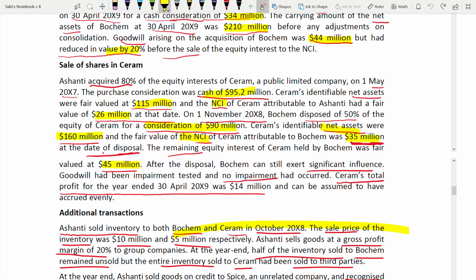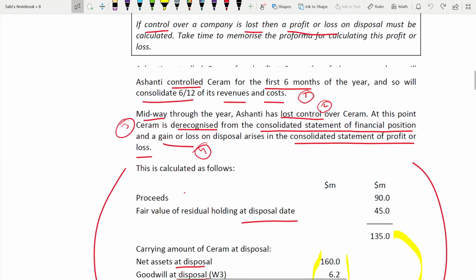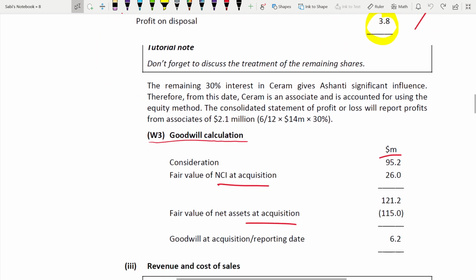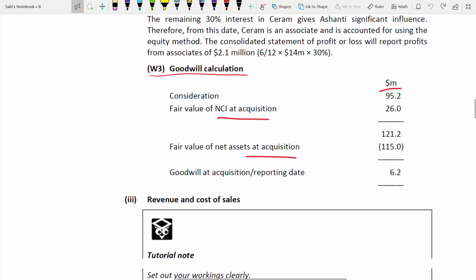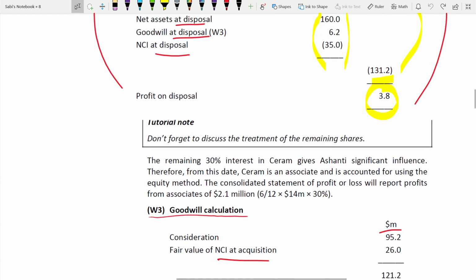Okay, so 115, and then we get the goodwill, which is 6.2. Now we are done with that also. Oh no, one thing is left, the remaining part, no? Yeah, so the remaining 30.